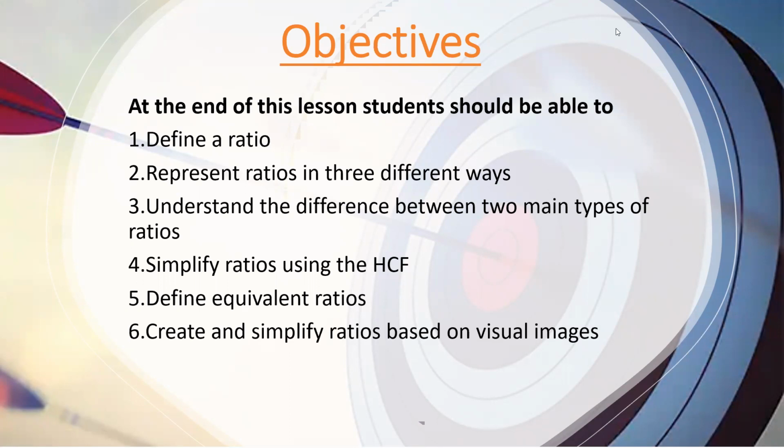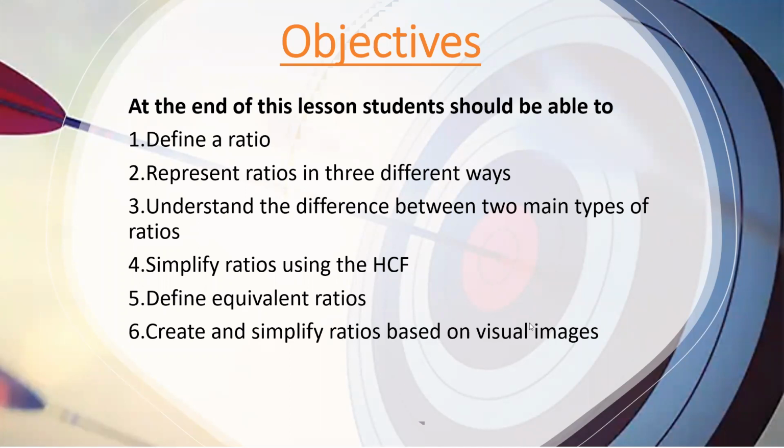Objectives. At the end of this lesson, students should be able to: 1, define a ratio. 2, represent ratios in 3 different ways. 3, understand the difference between 2 main types of ratios. 4, simplify ratios using the HCF, highest common factor. 5, define equivalent ratios. 6, create and simplify ratios based on visual images. Very good. Please write them down. This is what we'll be doing today.